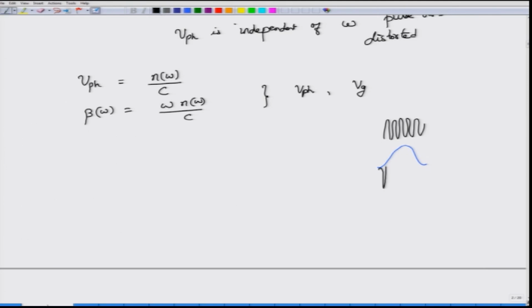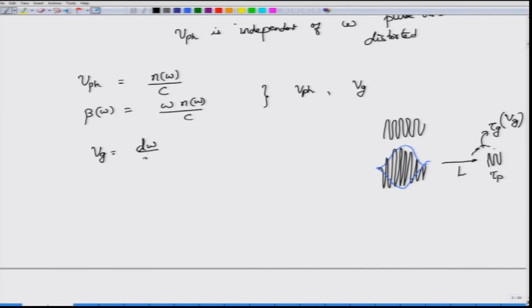So, you might be generating a pulse like this, which is the envelope of the pulse that is propagating. So, I should probably write it like this. When this pulse is launched into the fiber, it propagates through a fiber of a certain length L, then the carrier would arrive at a delay of tau p, whereas the envelope would arrive at a delay of tau g, which is called the group delay. Okay, and this group delay is a function of group velocity Vg. Okay, and Vg is defined as d omega by d beta.